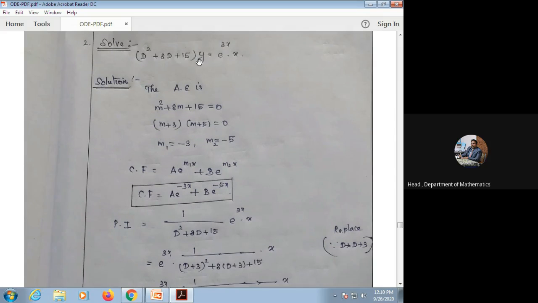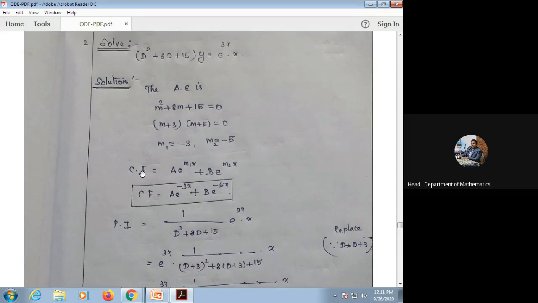So in this case also we have to find the complementary and particular solution. We have to write the auxiliary form as it is, m squared plus 8m plus 15 equal to 0. We have to find the two factors, (m plus 3)(m plus 5) equal to 0. Therefore we get two results. The two results are real and different, that is m1 and m2. We denote m1 and m2.